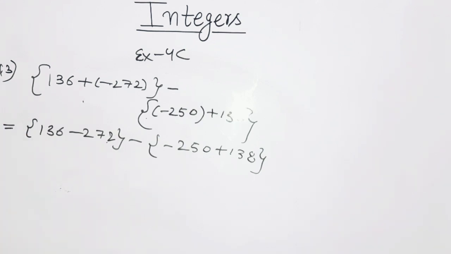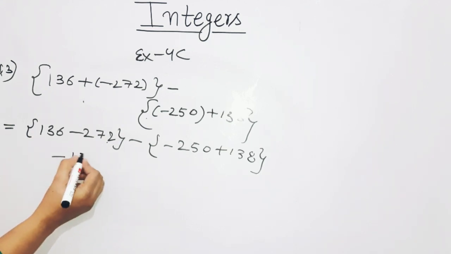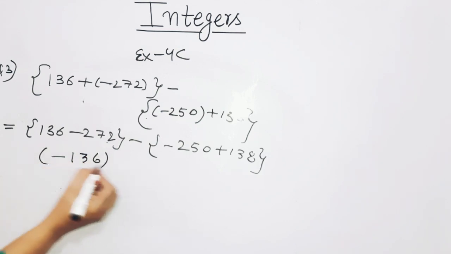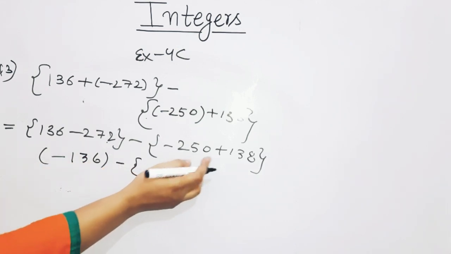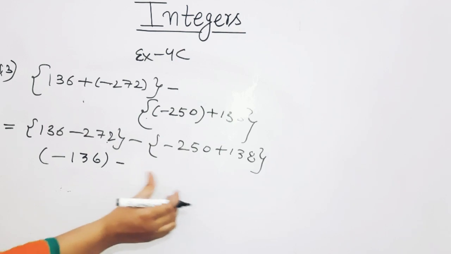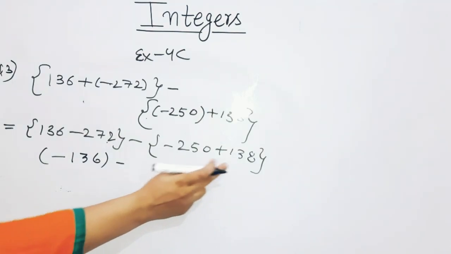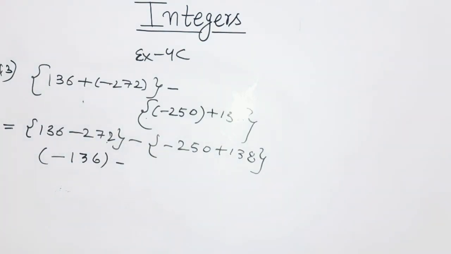When you subtract, please reply to me in the comment section. Very good students. The answer is minus 136. Now we have to solve this part: minus 250 plus 138. One integer is negative, one integer is positive, so we have to do subtraction.